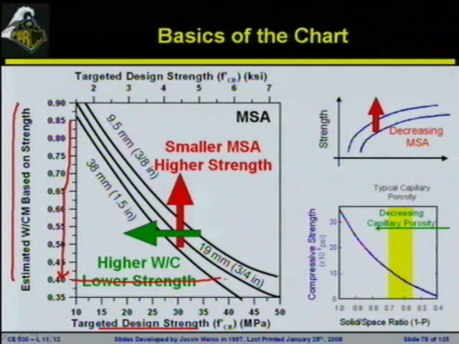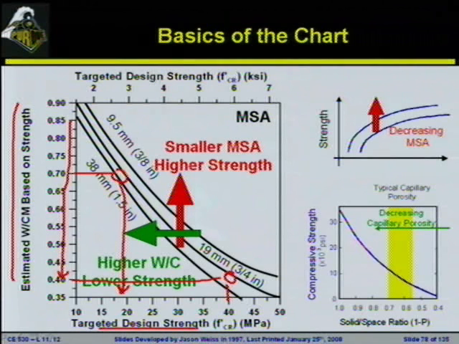What you will notice is the strength goes up substantially. So if we go from a 0.7 water to cement ratio, we may have a 20 MPa compressive strength. If we go down to 0.4, we may get up to 40 MPa. As water to cement ratio decreases, we get a higher strength. Higher water to cement ratio, lower strength.